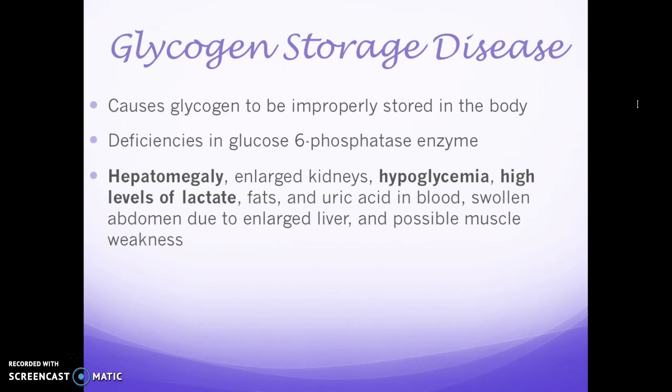Our patient is showing signs of an enlarged liver, and we can look specifically at the types of glycogen storage diseases that affect the liver. These complications include an enlarged liver and kidneys, hypoglycemia, high levels of lactate, fats, and uric acid in blood, swollen abdomen due to enlarged liver, and possible muscle weakness. Our patient presents with an enlarged liver, hypoglycemia, the inability to maintain blood glucose levels within a normal range during fasting, and increased levels of blood lactate.